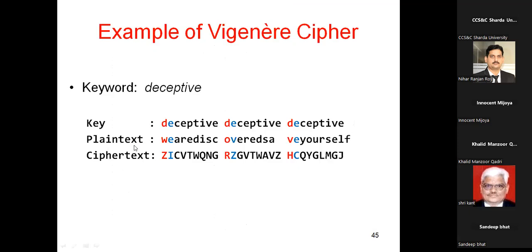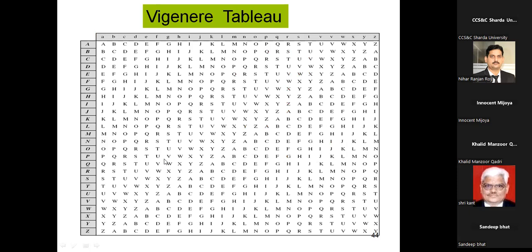See here, the key word is deceptive. He used the key deceptive, right? The plaintext is: we are discovered, save yourself. This was the message to be encrypted. Okay, so D and W, the ciphertext is Z. You can see here, D and W, ciphertext Z.